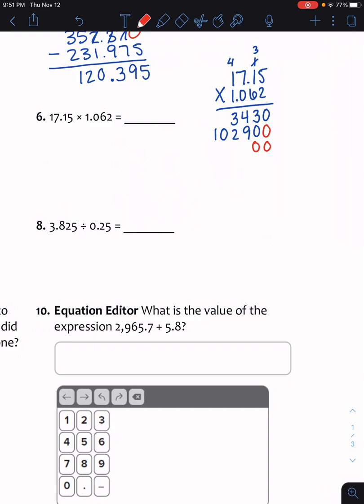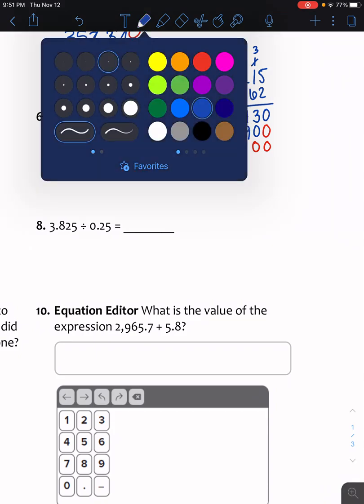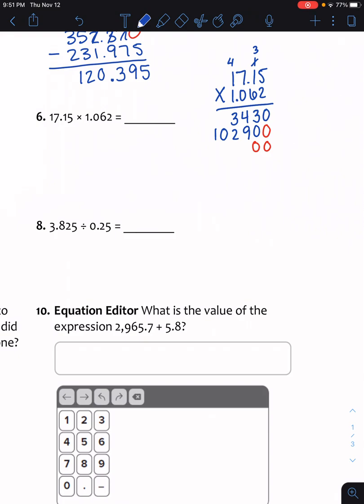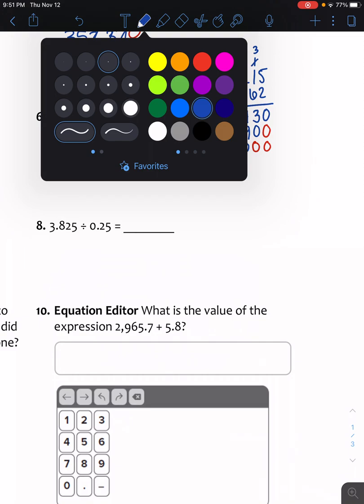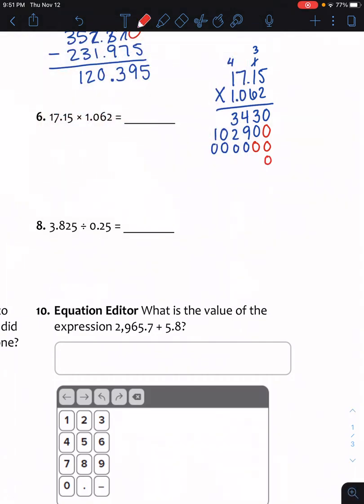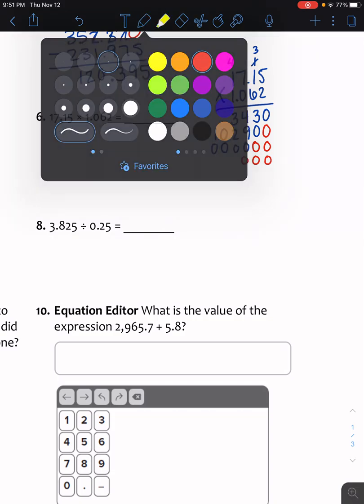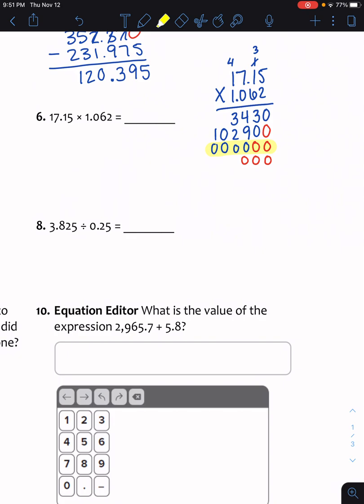Next row, I'm going to do 2 place values over, and then this one is your 0. So I've got 0, 0, 0, 0. You can actually skip that row as long as you remember that your next row after that has to have 3 of those placeholder zeros. So if you didn't include this row of zeros here, you just have to remember that there's 3 place values that you have to move over in the next row. 1 times 5 is 5. 1 times 1 is 1. 1 times 7 is 7. And 1 times 1 is 1.